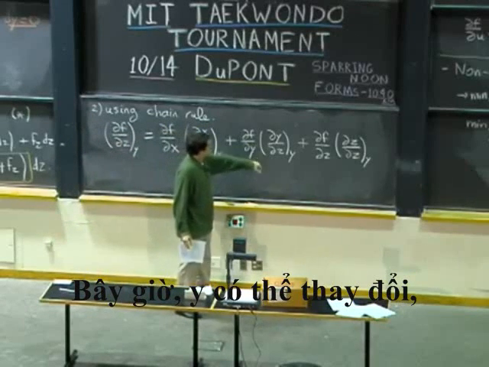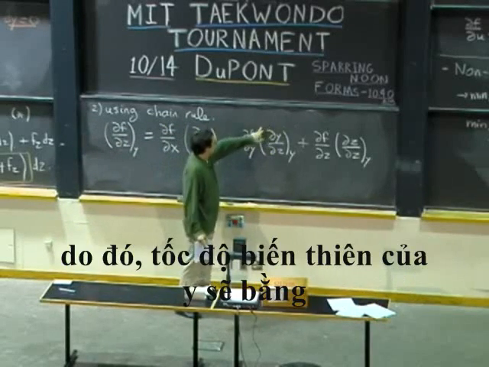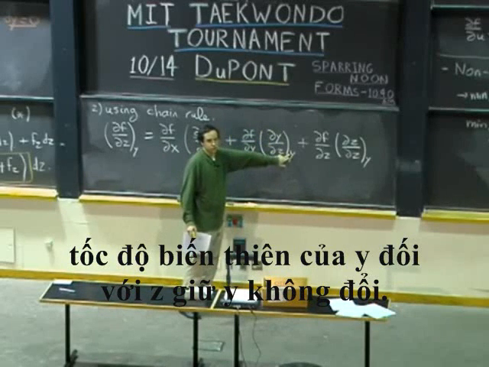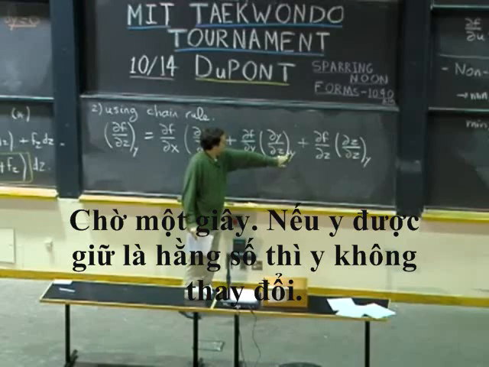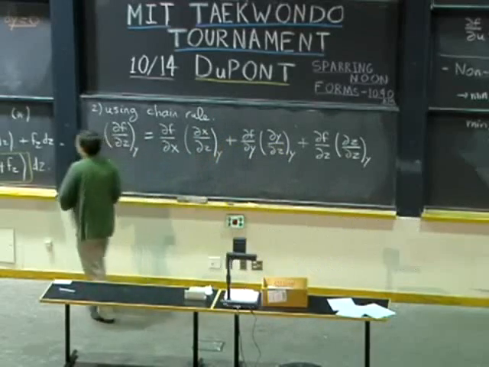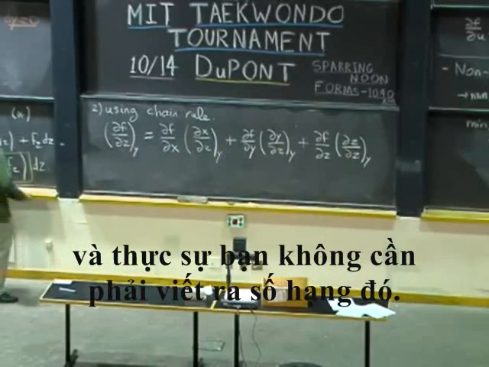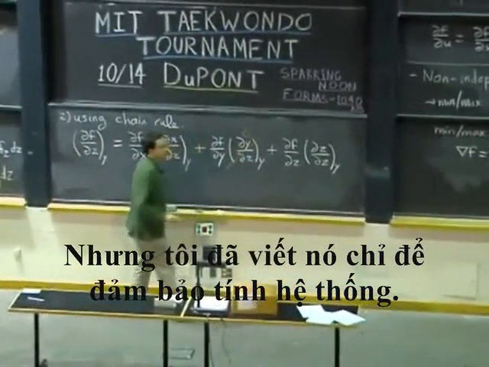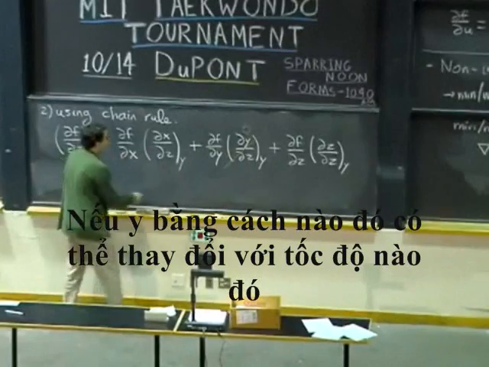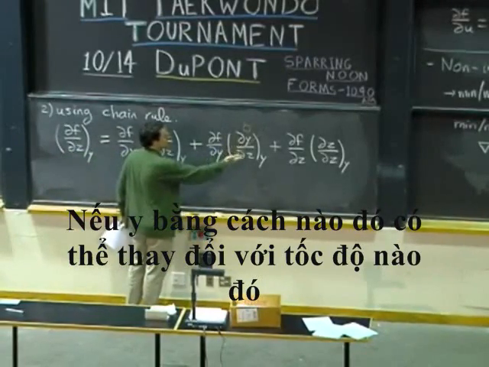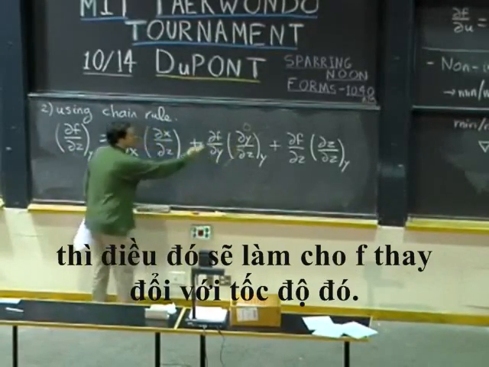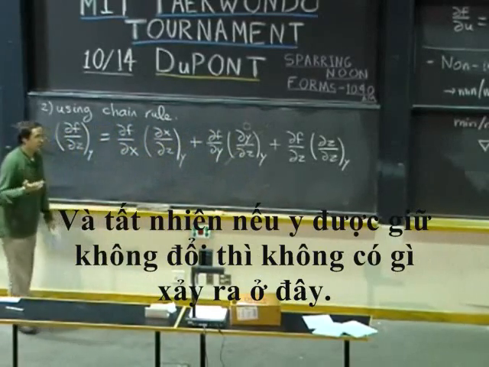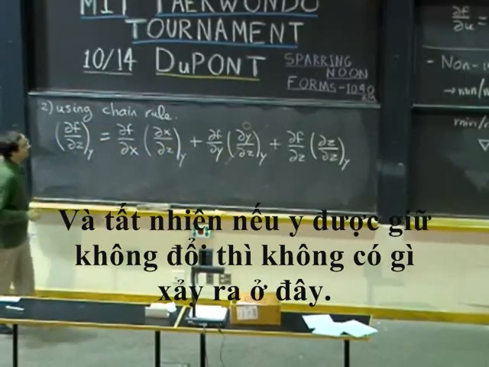Now, y might change. So the rate of change of y would be the rate of change of y with respect to z, holding y constant. Wait a second. If y is held constant, then y doesn't change. So actually this guy is 0, and you didn't really have to write that term, but I wrote it just to be systematic. Okay? If y had been somehow able to change at a certain rate, then that would have caused f to change at that rate. Of course, if y is held constant, then nothing happens here.